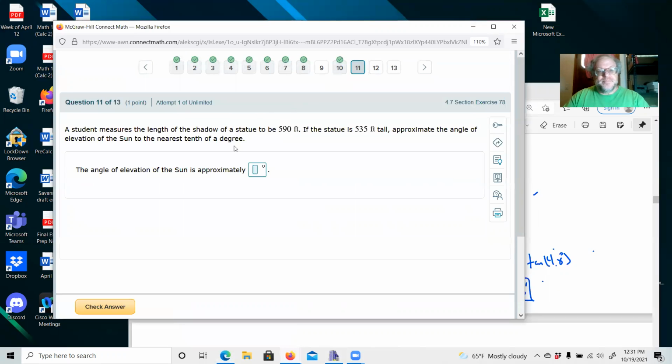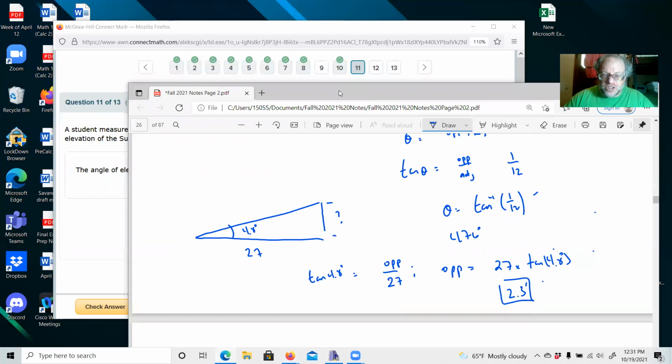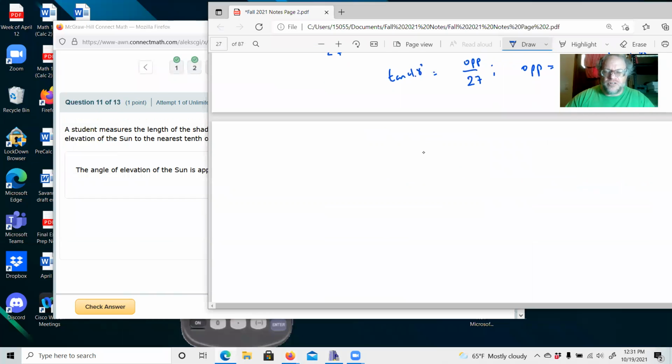All right. A student measures the length of a shadow of a statue to be 590 feet. If the statue is 535 feet tall, approximate the angle of elevation of the sun to the tenth of a degree. I will usually put in the instructions to draw me a picture. So let's go ahead and do a picture. Okay, there's my statue.